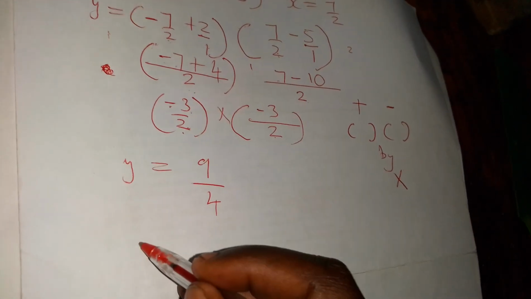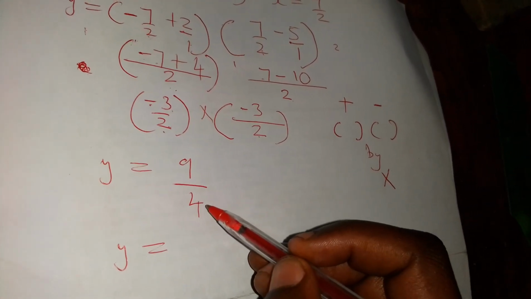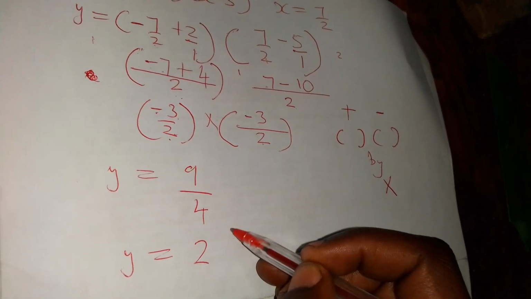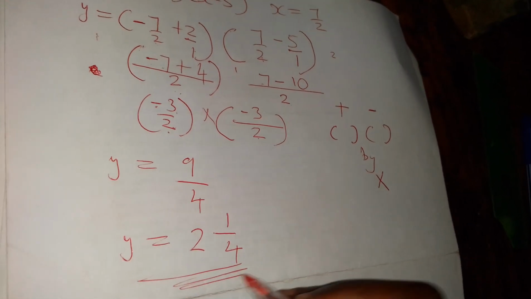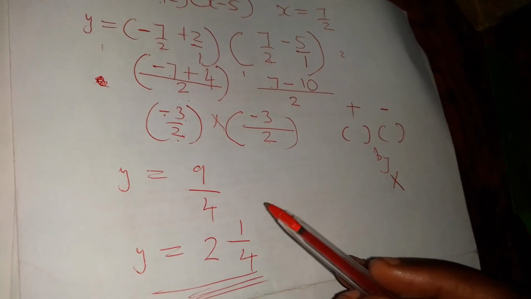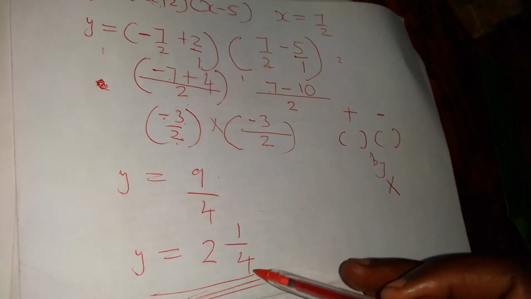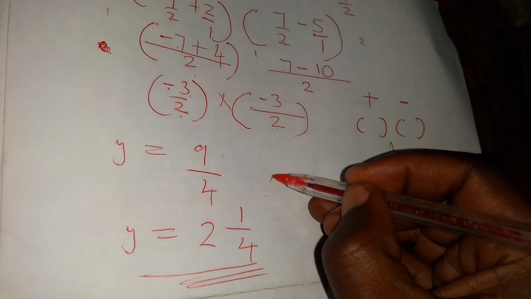After that, we can put this in a mixed fraction. How many times can 4 go into 9? That's 2 times, remainder 1 over 4. This is the maximum value that they want. 4 into 9, 2 times remainder 1 over 4. Then we are done. So this is how it is done.